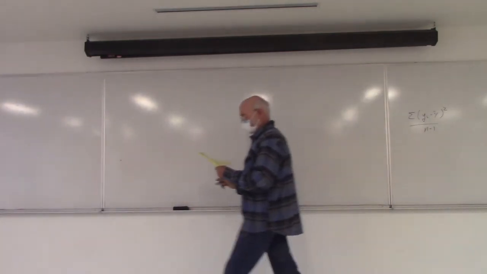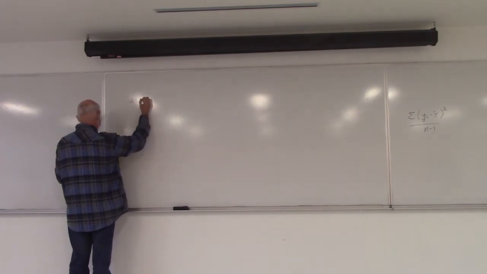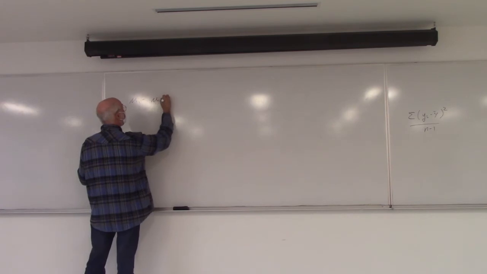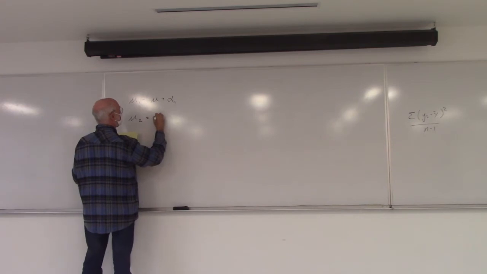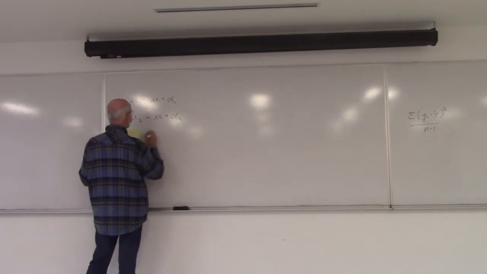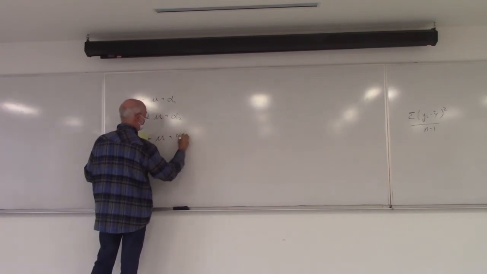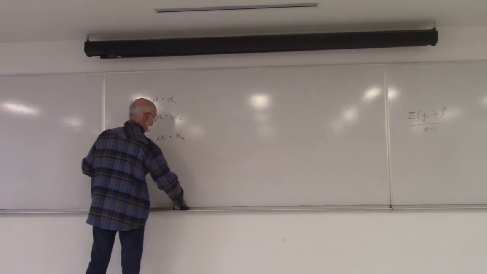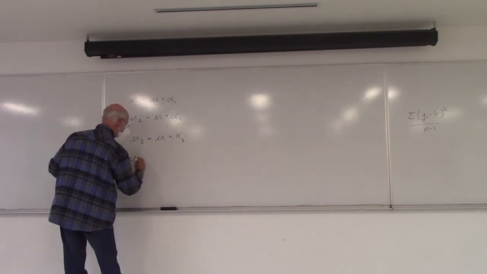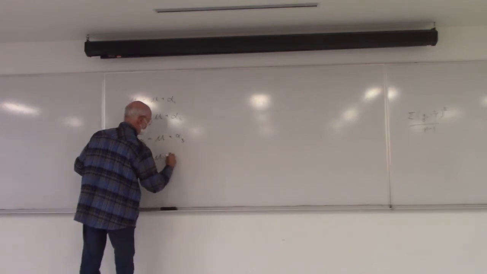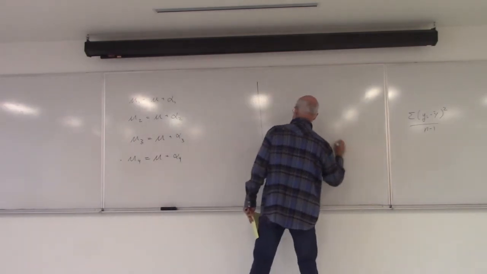Let's think about what those are. For the population, not for the sample, mu1 is equal to mu plus alpha 1. Mu sub 2 is equal to mu plus alpha 2. Mu sub 3 is equal to mu plus alpha 3. And mu sub 4 is equal to mu plus alpha 4. Remember, that's that whole idea from last time.